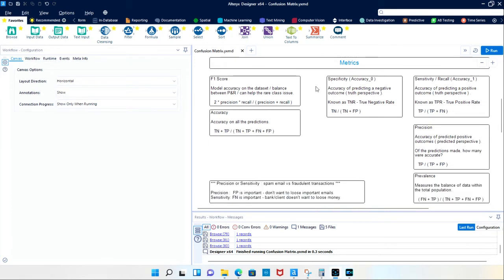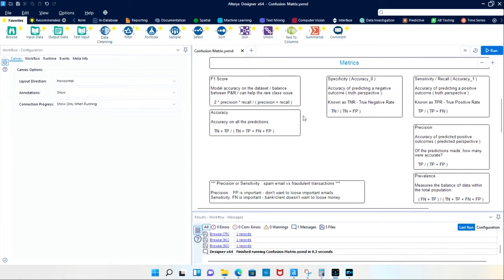Okay, continuing on, we'll look at 6 metrics. First is the F1 score, then accuracy, specificity, also known as accuracy 0, sensitivity, recall, accuracy 1, precision, and prevalence. So the F1 score is the model accuracy on the dataset. It is a balance between precision and recall, and it can help with the rare class issue. And below that we see the formula. And as we can see, it is a balance between precision and recall.